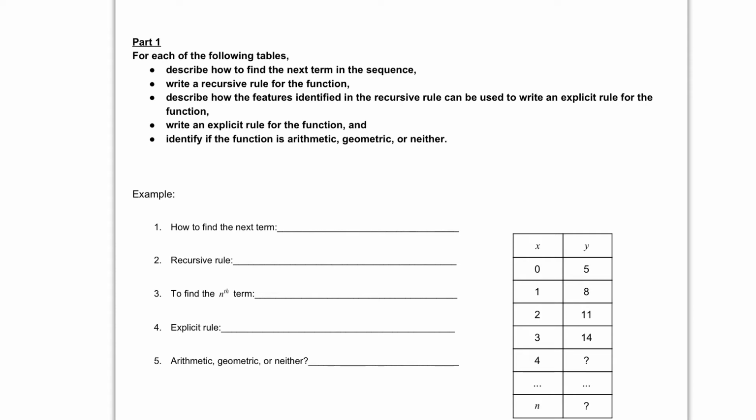So the first thing we want to do is let's take a look at the table to decide how we are getting from one term to the next. If I look to get from 5 to 8, I can think of it as adding 3, and I'm going to see if that consistently works throughout my table. 8 plus 3 is 11. 11 plus 3 is 14. So it looks like we are adding 3 to each term. So for question 1, how to find the next term, I'm going to say that we are adding 3 to the previous term.